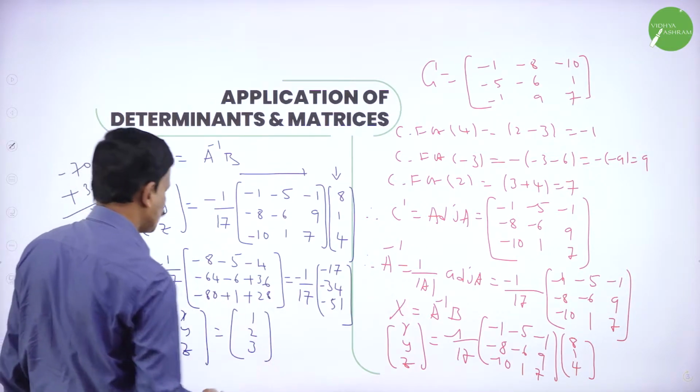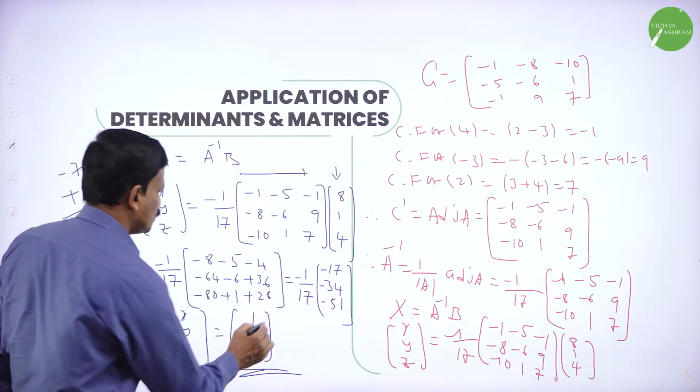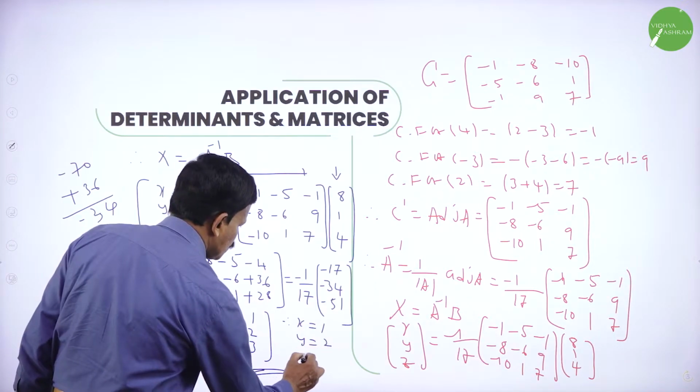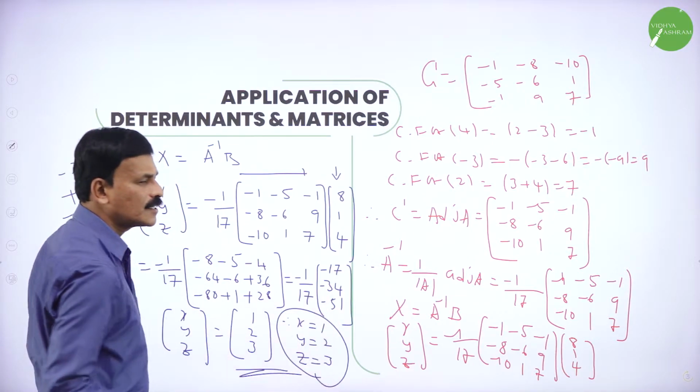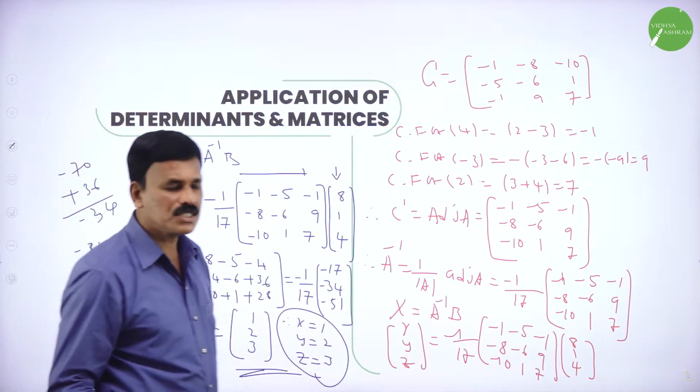So therefore, the value of x, y, z is 1, 2, 3. So therefore, x is equal to 1, y is equal to 2 and z is equal to 3. So these are the values of x, y, z. So if you do this much, you will get full marks.